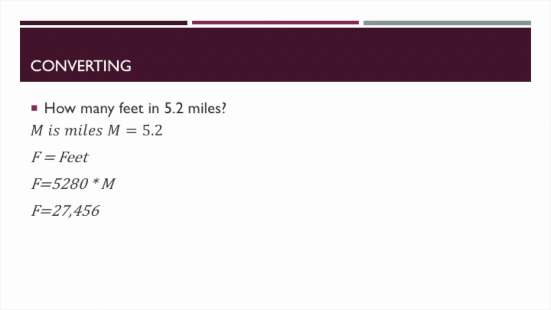So now let's take an example of how we can use this table. How many feet are there in 5.2 miles? Well, let's talk about some algebra. We're going to set m as a variable, and it's going to be 5.2, and we're going to say f equals feet. Well, we know there are 5,280 feet in a mile, so f equals 5,280 times m, or feet is 27,456. That's 5,280 times 5.2. So here we very quickly converted miles to feet.